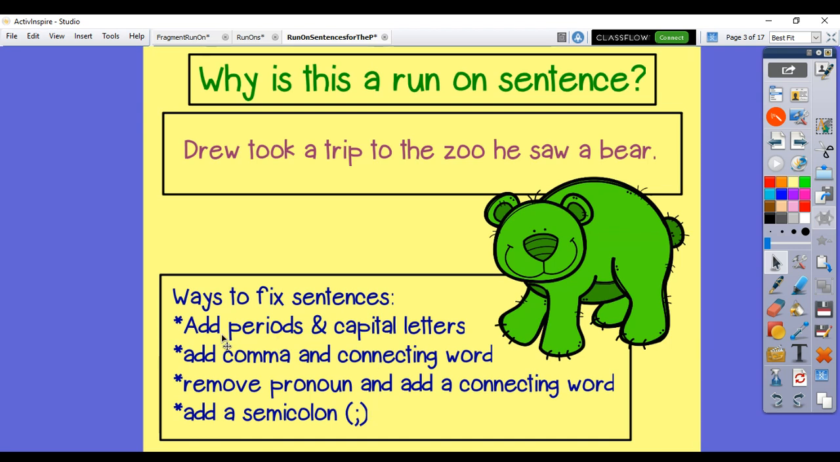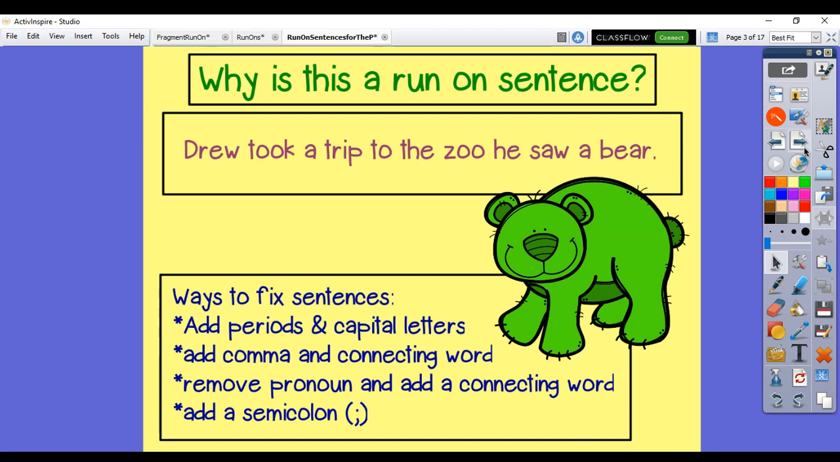The first way is to add periods and capital letters to make it into 2 separate sentences. The next way is to make it a compound sentence. The third way is to remove the pronoun, so that would be he right here, which is referring to Drew, and then add a connecting word instead, like and, but, or, so. Or the fourth way, and this is actually pretty advanced, is to just add a semicolon. It's easy to add in, but it's an advanced way to write your sentences.